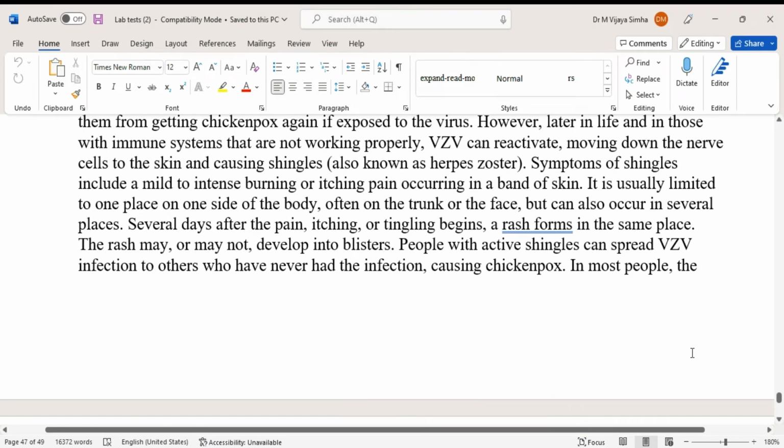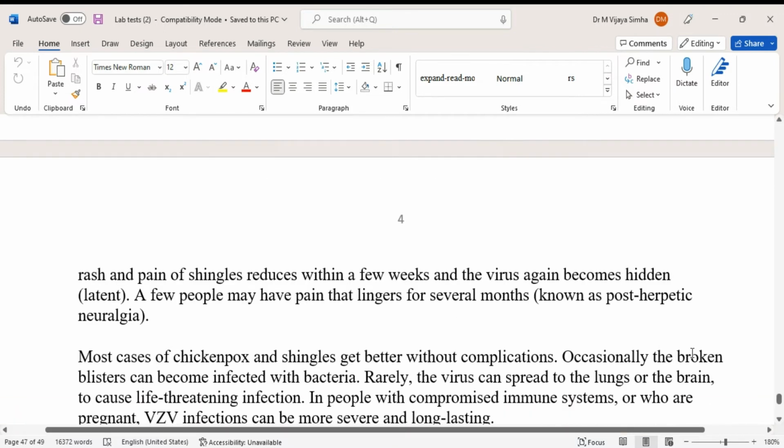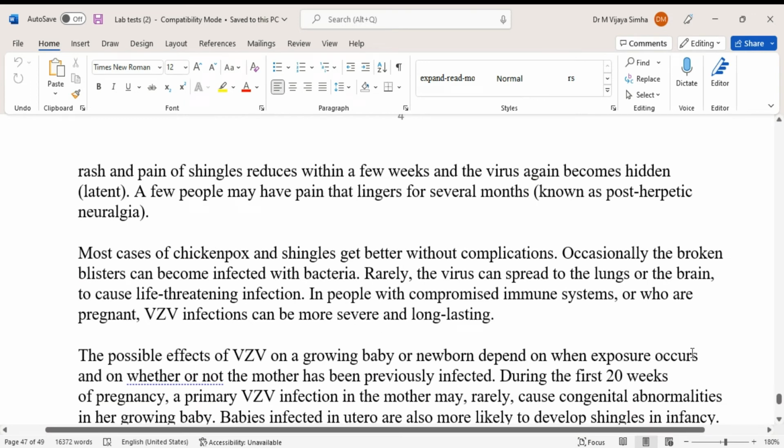People with active shingles can spread Varicella Zoster virus infection to others who have never had the infection, causing chickenpox. In most people, the rash and pain of shingles reduce within a few weeks and the virus again becomes hidden. A few people may have pain that lingers for several months. Most cases of chickenpox and shingles get better without complications.